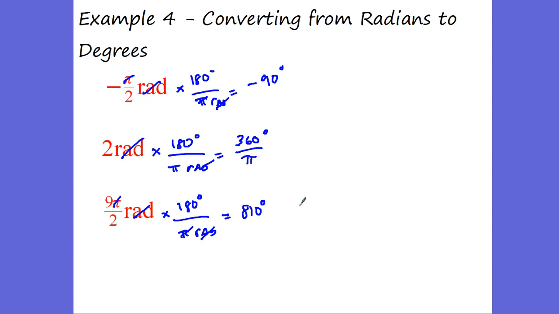So how do we go from degrees to radians? We multiply by pi radians over 180 degrees. How do we go from radians to degrees? We multiply by 180 degrees divided by pi. Or you can just do a proportion.